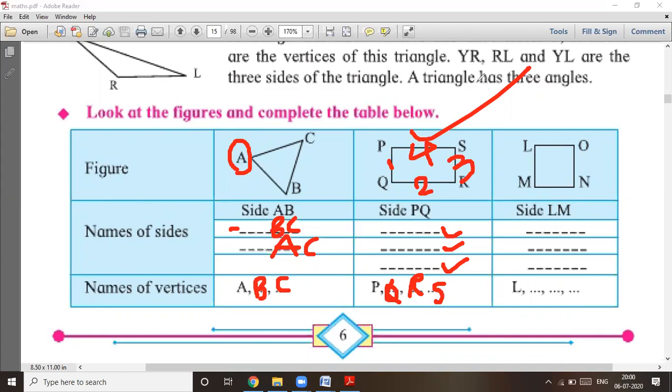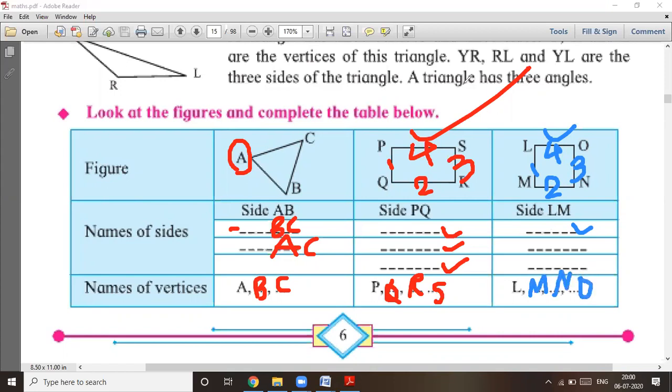And finally, if you see the square, there are also four sides. Side LM is 1, then side 2 is your side MN, side 3 is ON, and side fourth is LO. And the 4 points are L, M, N, and O.